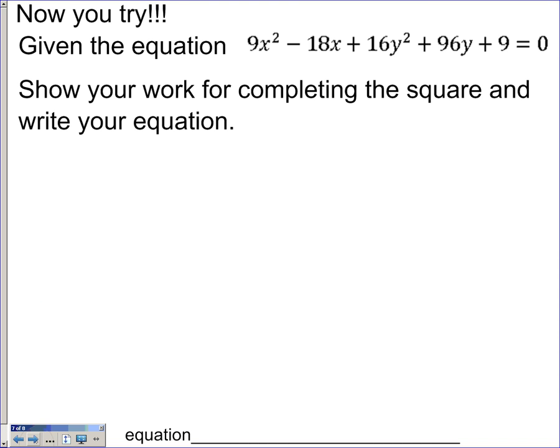All right. Your job now is to complete the square on this next equation. You're going to have to complete the square for x and y. Once you get your equation, identify everything we just identified, including the length of the major and minor axes, and then get a nice graph.